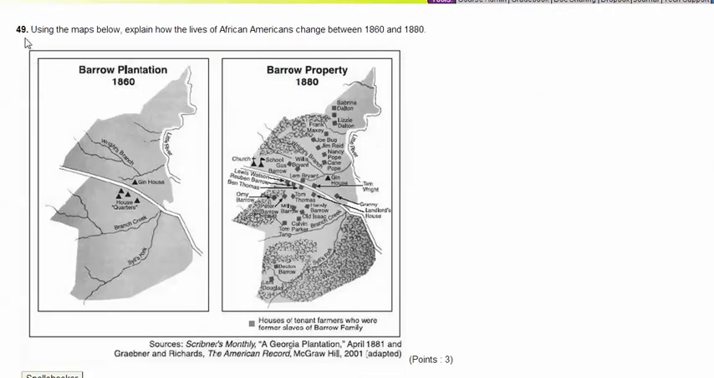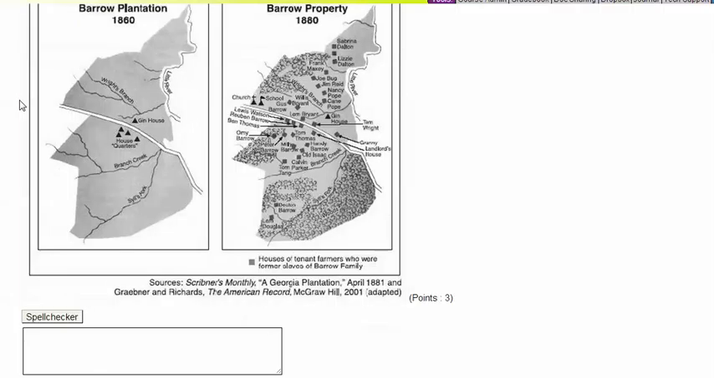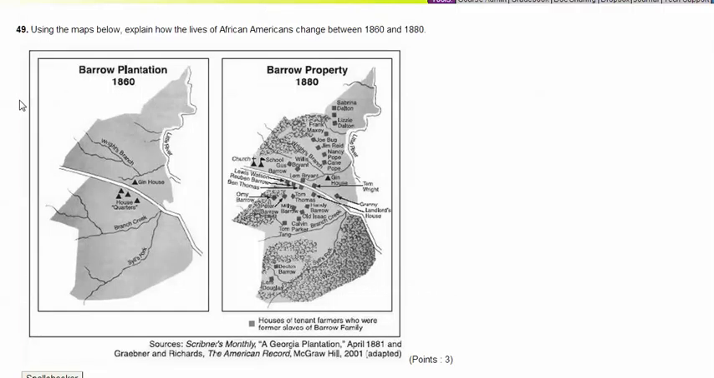Question 49. Using the maps below, explain how the lives of African Americans changed between 1860 and 1880. It is not enough in this question to simply tell me what the differences are between the maps physically. You have to state what the differences are and connect them to what the changes were for African Americans and how these changes changed their lives. You do have a blank down here in which to write your short answer.